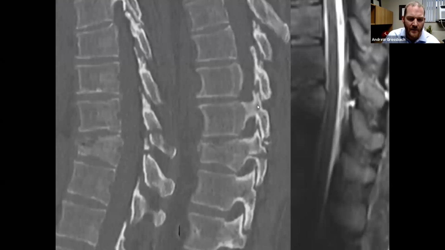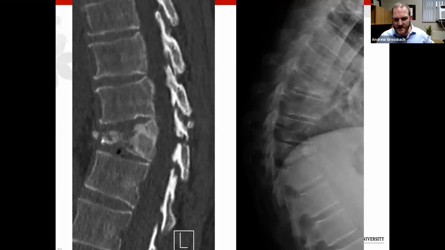Judging by how he looked, I might have done the same. But we know that these just don't heal well in the brace. So he was out 6-8 weeks, and he came back to me.